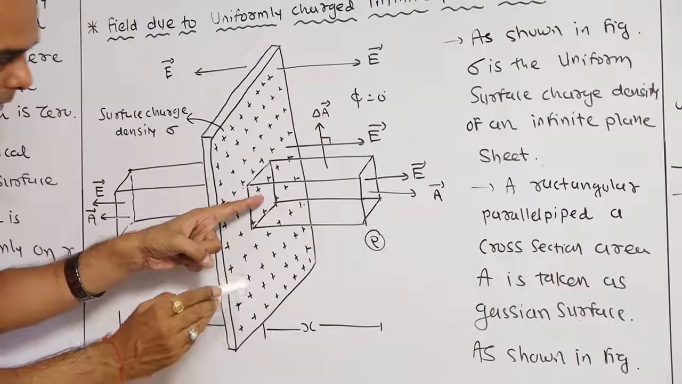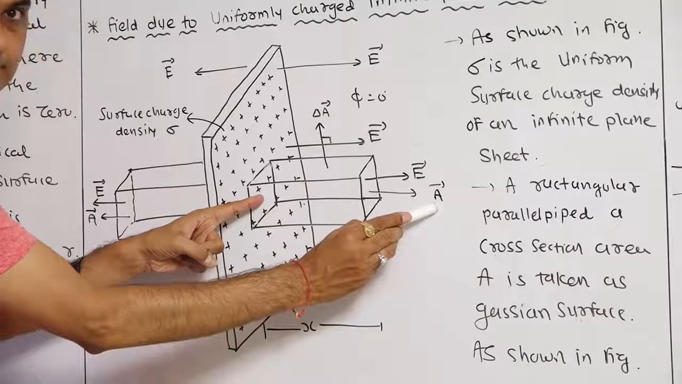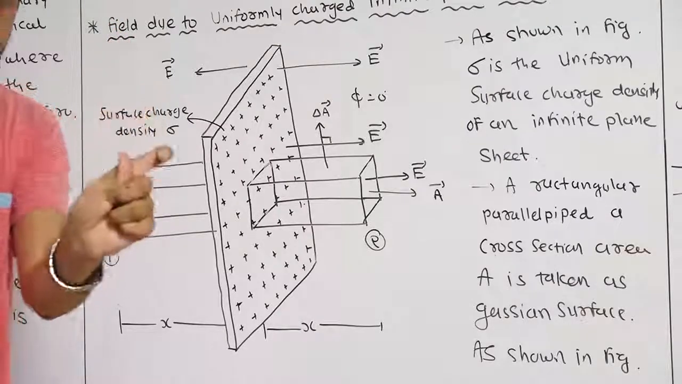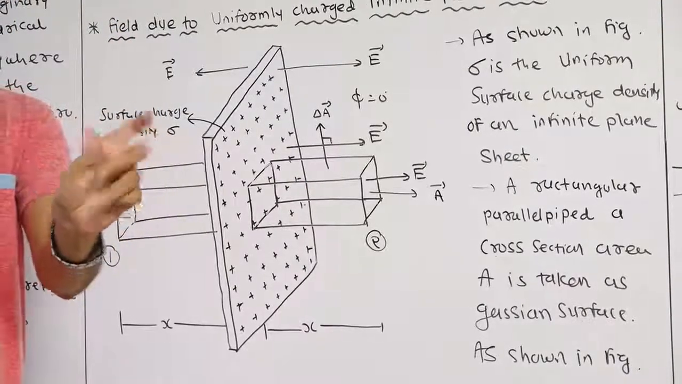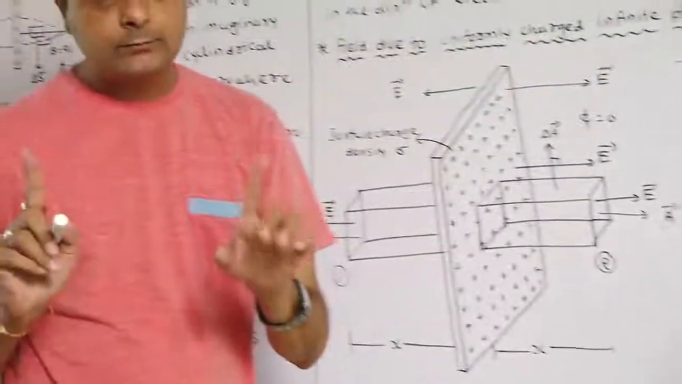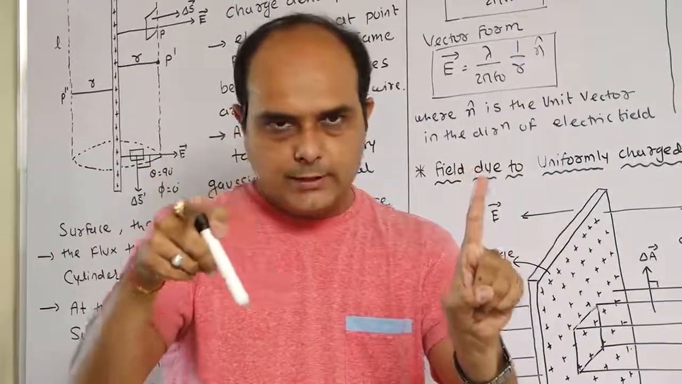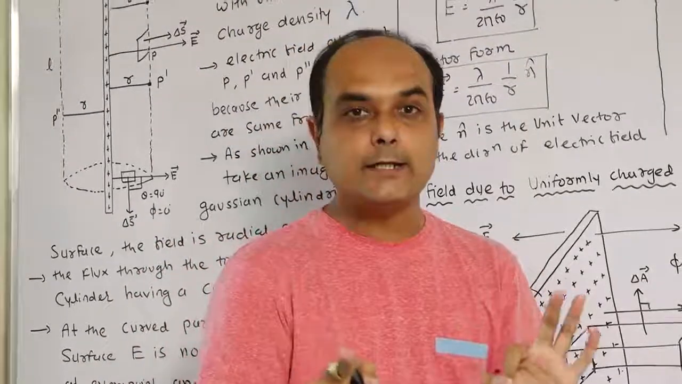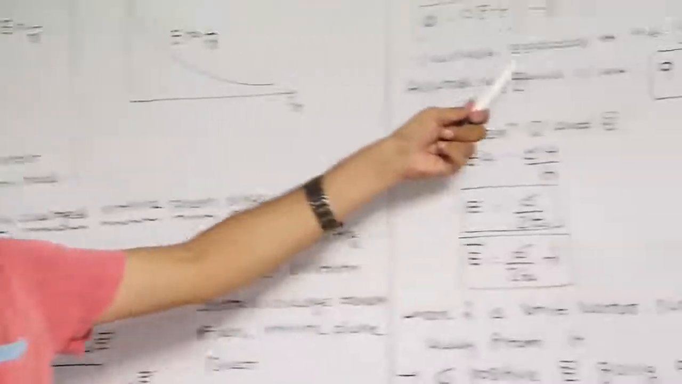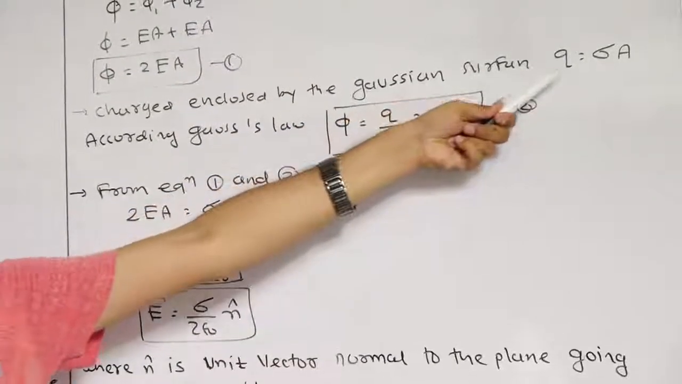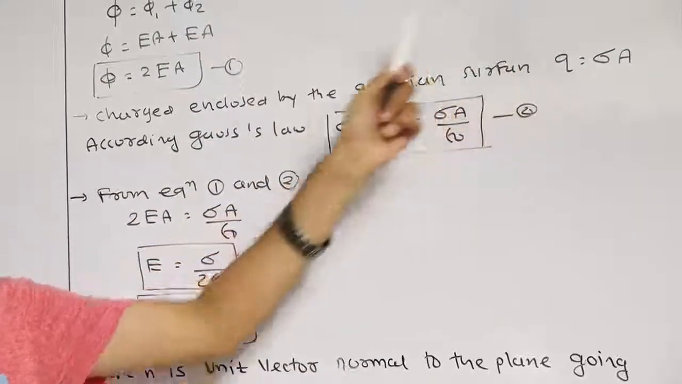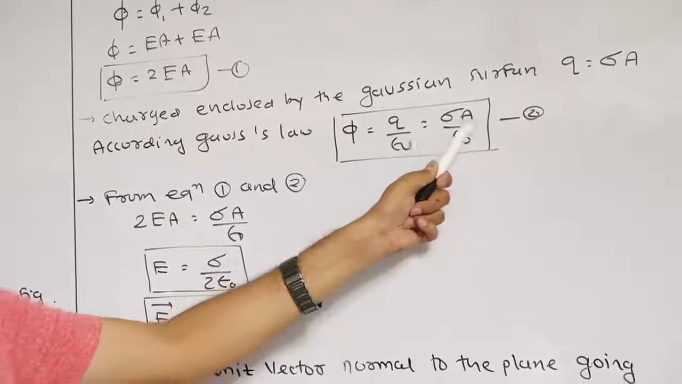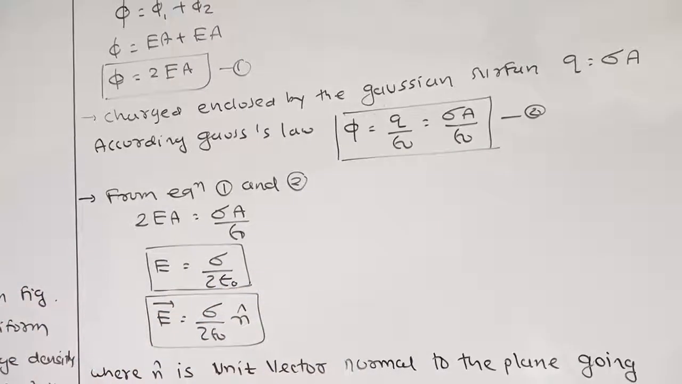And the cross-sectional area is how much? It is A. Per unit area the charge is sigma. So for an area A the charge is sigma into A. Once again, students, per unit area charge is sigma, so for area A the charge is sigma into A. So the charge enclosed by the Gaussian surface q is equal to sigma into A. Now from Gauss law, phi is equal to q by epsilon 0, so phi is equal to sigma A by epsilon 0, equation number 2.